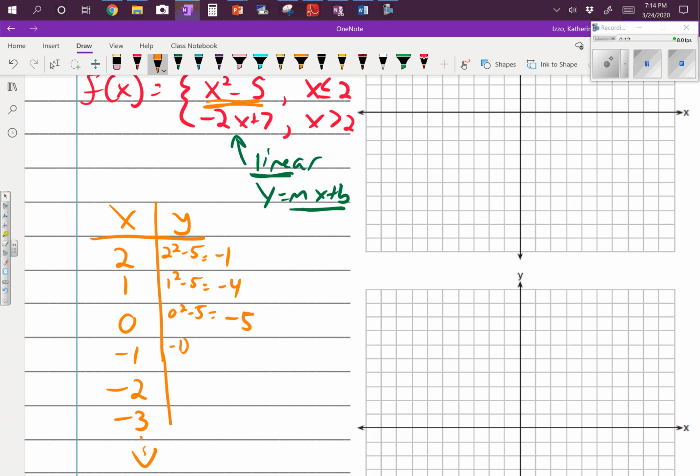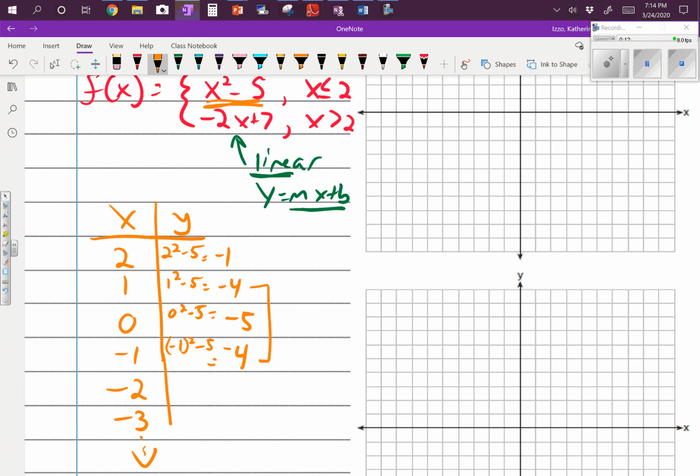Notice what happens when I do this one. Negative 1 squared minus 5. Be very careful. Negative 1 times negative 1 is a positive 1. So negative 1 squared is a positive 1. Positive 1 minus 5 gets me back to that negative 4. Do you see that symmetry right there? See that beautiful axis of symmetry?